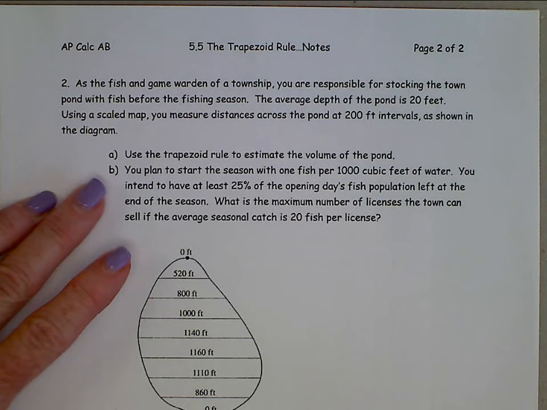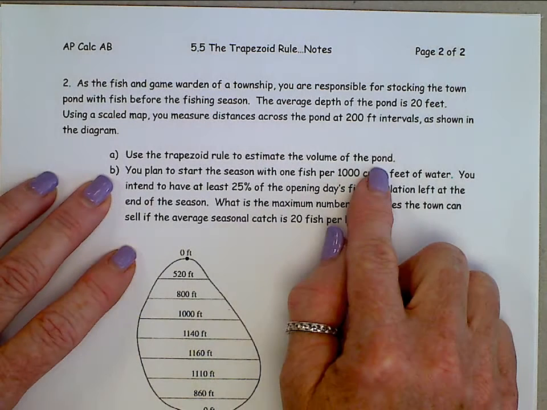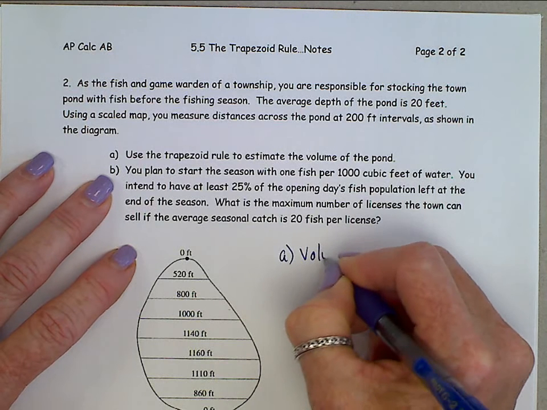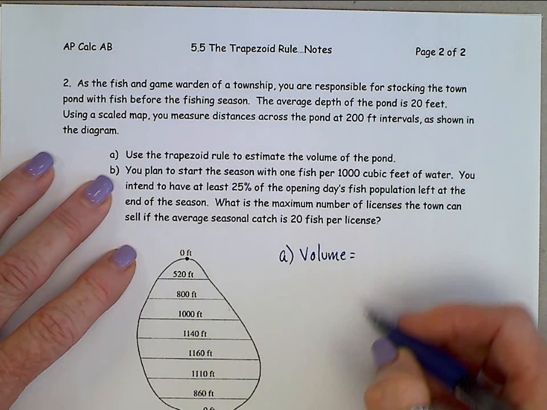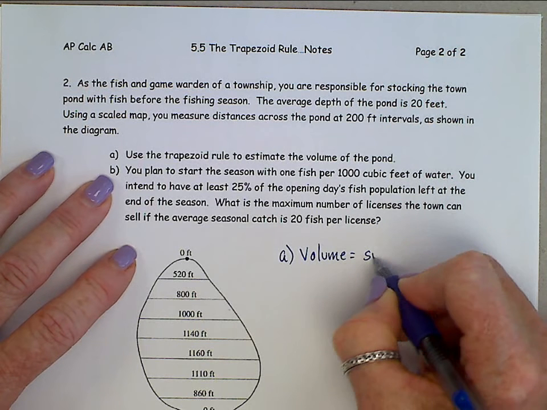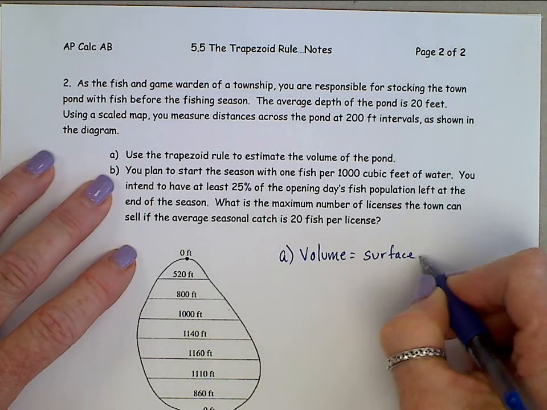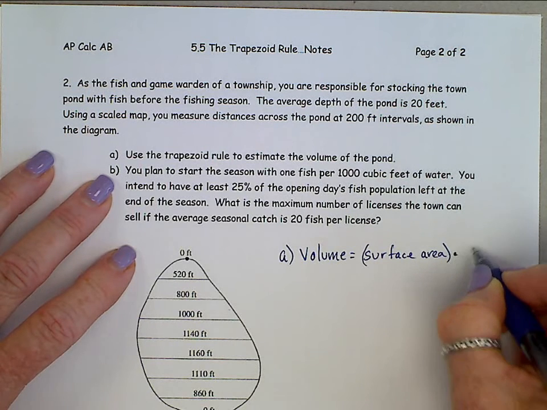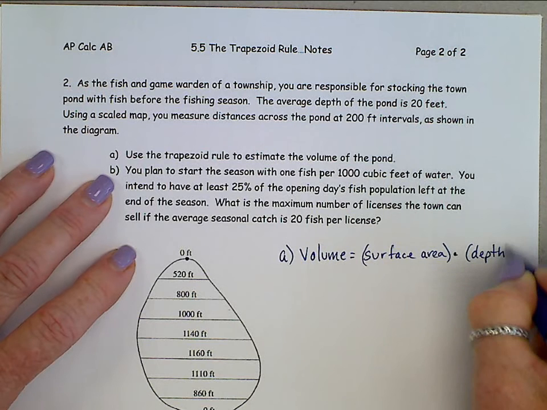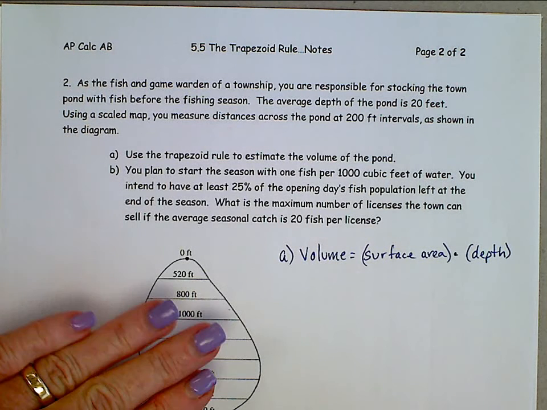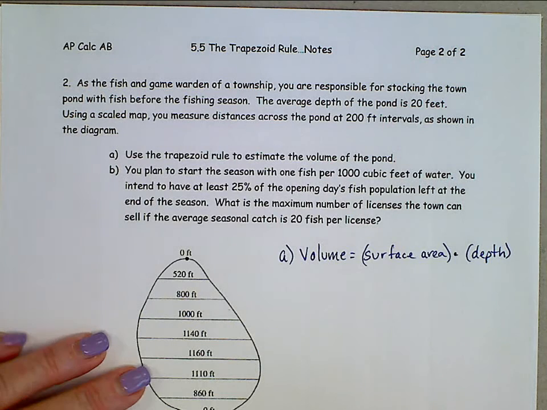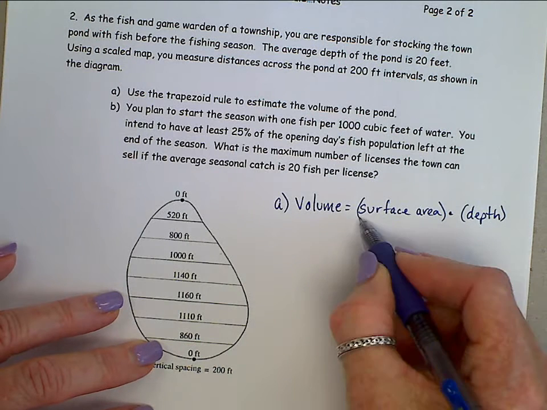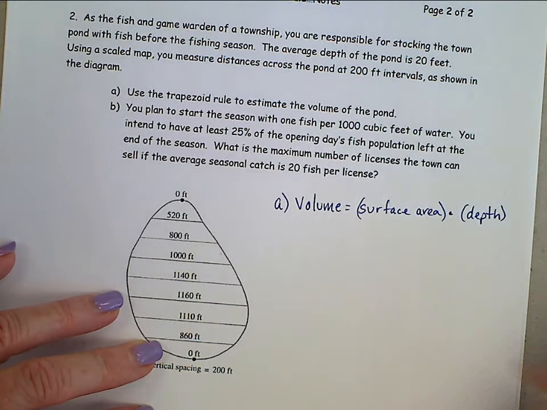We need to use this trapezoid rule to estimate volume of the pond. And to find volume of this pond, we will have to think about finding the surface area and then multiplying that times depth. And that'll give us volume. Area of the surface and then times how deep it is, that will give us volume. And to estimate this surface area, that's where the trapezoid rule is going to come into play.